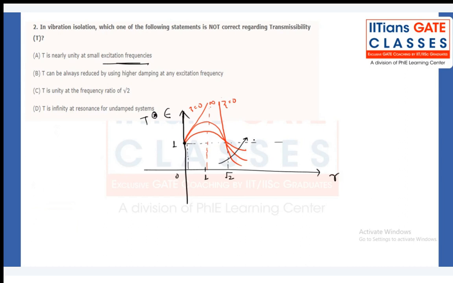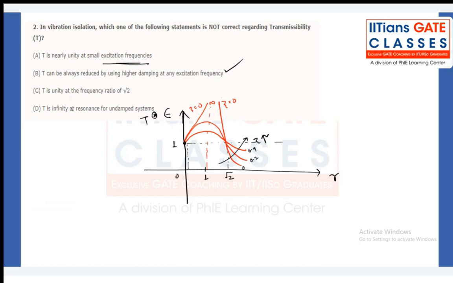T can always be reduced by using higher damping at any excitation frequency. See, in this direction, zeta is increasing, transmissibility is increasing. That means what they're saying, T can always be reduced by using the higher damping. If you use higher and higher damping, 0, 0.2, 0.4, the transmissibilities keep on increasing. So it is not correct. This is the right statement. This is the correct answer for this question.